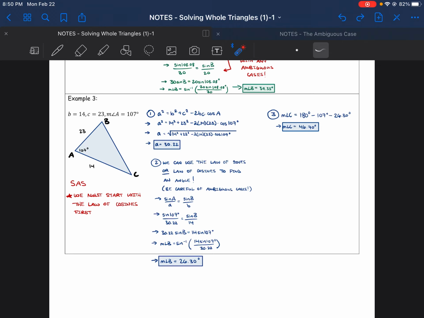Once more, I'm going to reiterate the fact that if you really don't want to fall into the scenario where you might have to deal with ambiguous cases, if you have law of cosines and you started that way, just keep using law of cosines. You'll be perfectly fine.